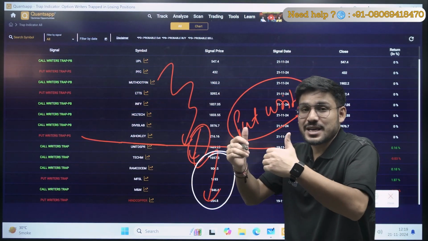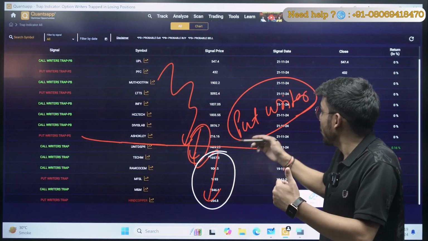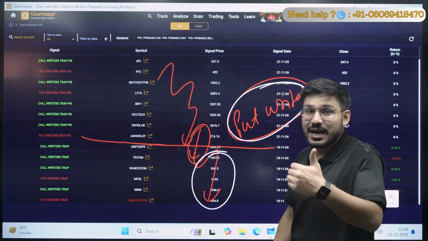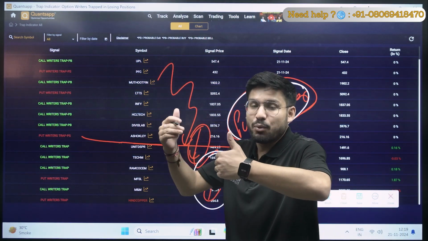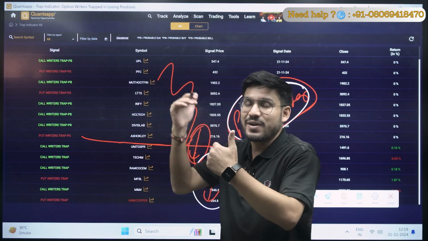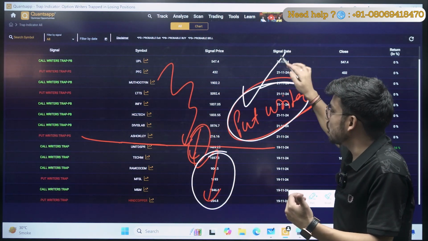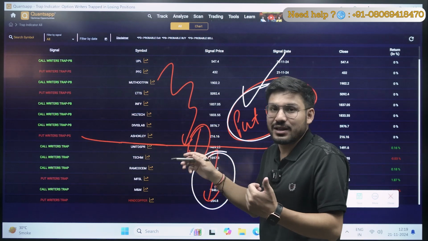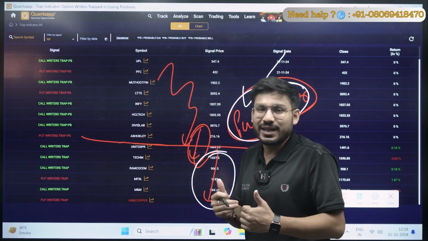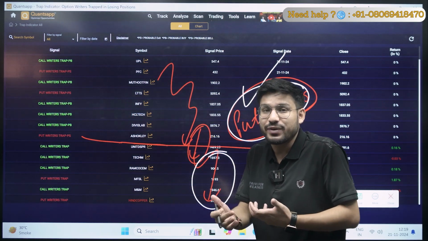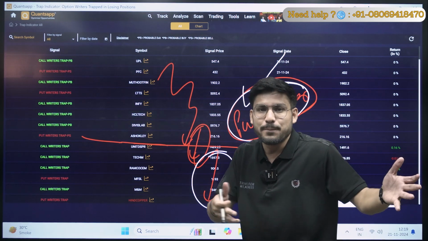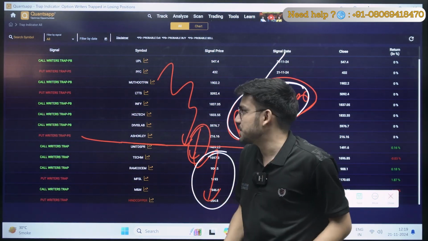So if the sentiments are bearish right now in the market, I will go with the put writers trap. It means the sellers who have sold the put, who want the market to remain above certain points, are facing loss because the market has already broken their level. At that time, as a buyer, I will get a profit if I make a trade in the put direction, if I buy a put option here.